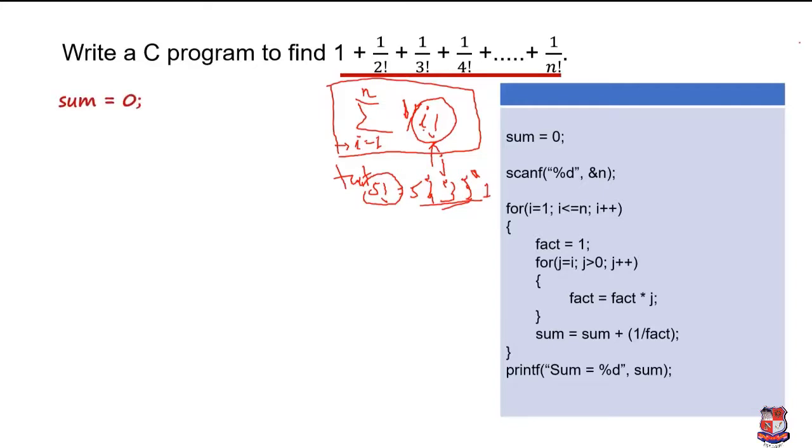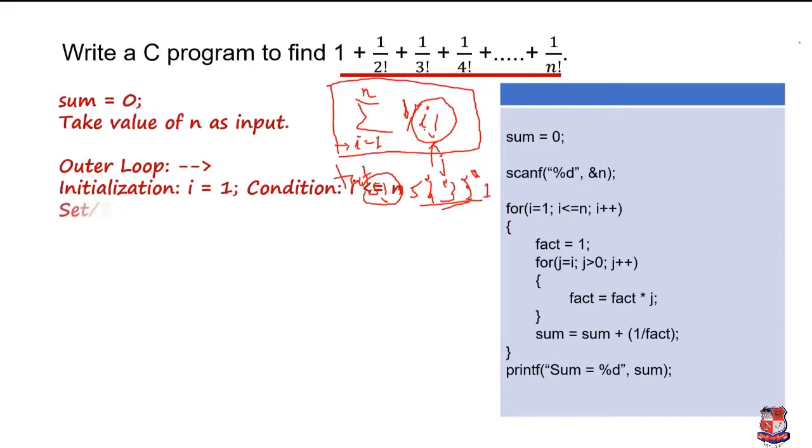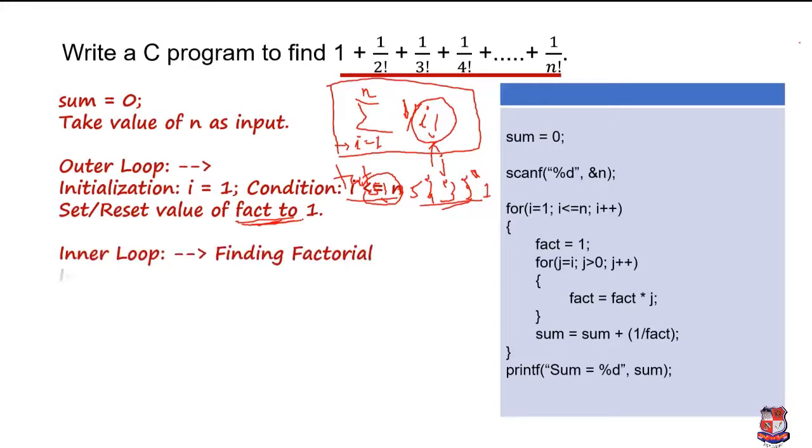For that we first have to take a variable, that variable is sum, and we have to initialize it with 0. Then we have to take input from the user, and that input is for the number of terms. Then the outer loop will start from 1 and go up to n, less than or equal to n. Then we set the value of the factorial variable here, fact equals 1. Keep one thing in mind, that we have to initialize this fact variable inside our outer loop and outside our inner loop.